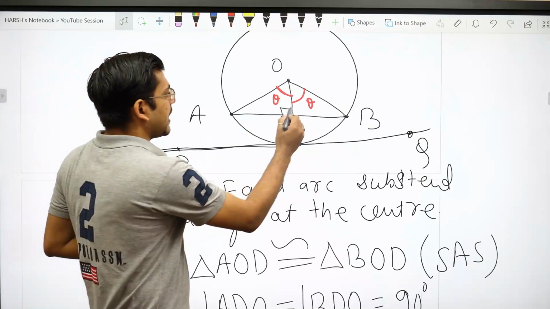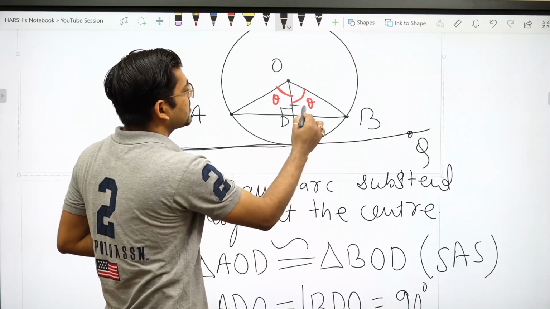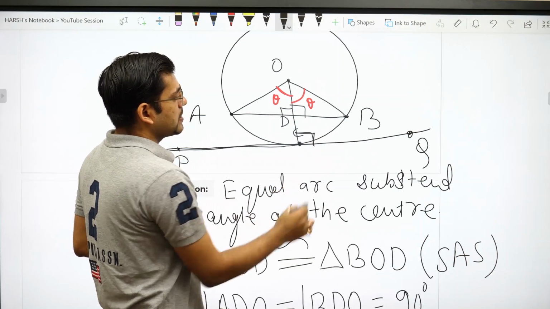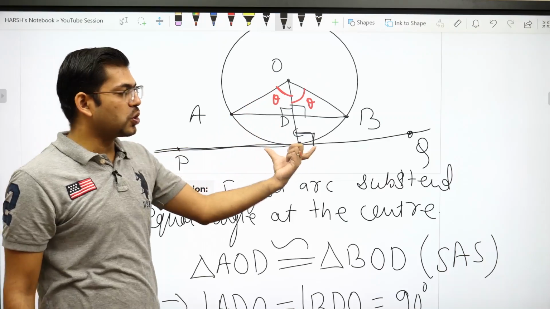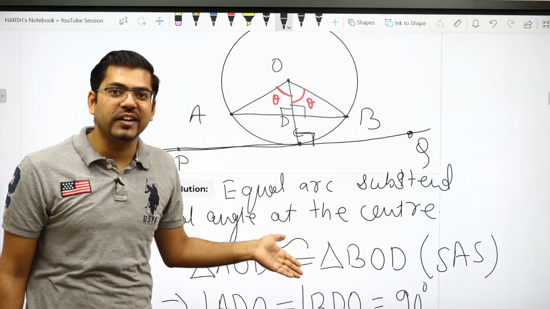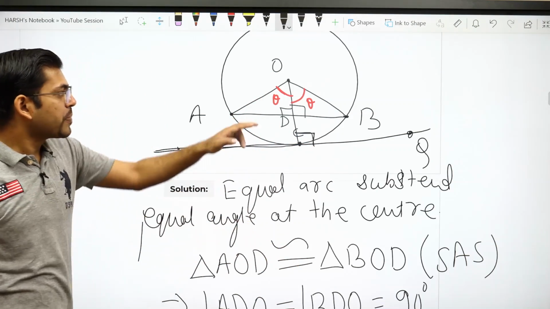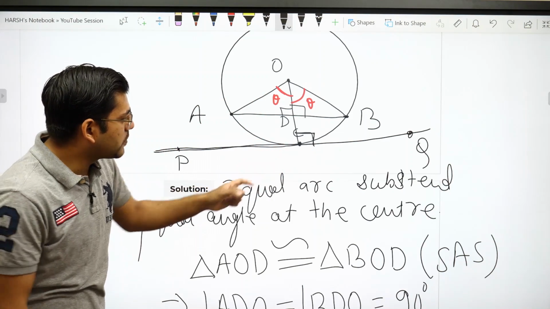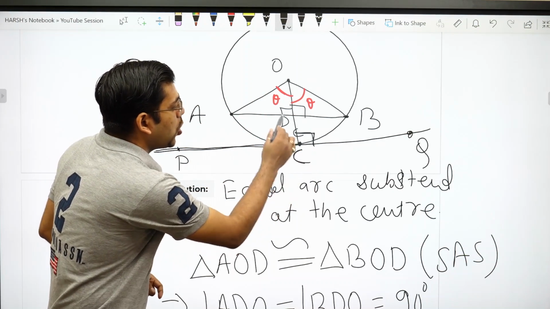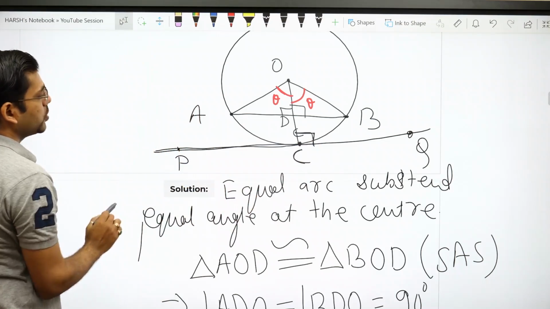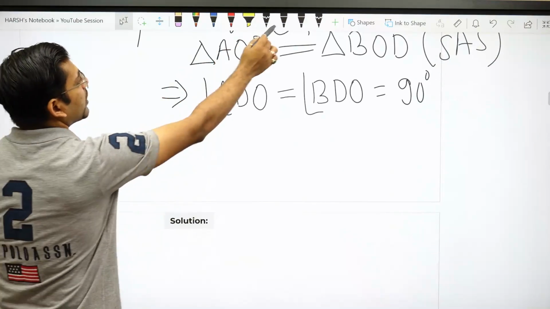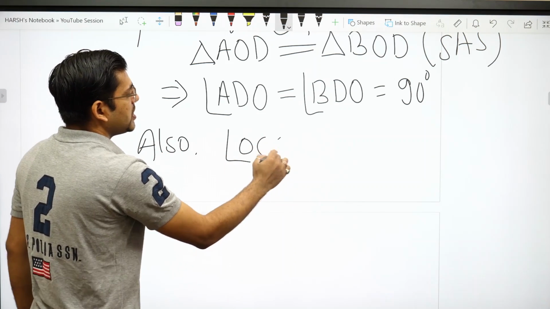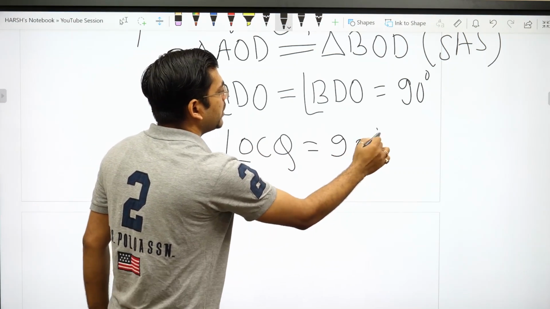Because if this is 90 degree, guys, surely you know that this angle, radius to the tangent, is always 90 degree. So you will write just that line, that we know that radius is always perpendicular to the tangent. So that is why this point C, angle OCQ, you will write here also angle OCQ is equal to 90 degree.